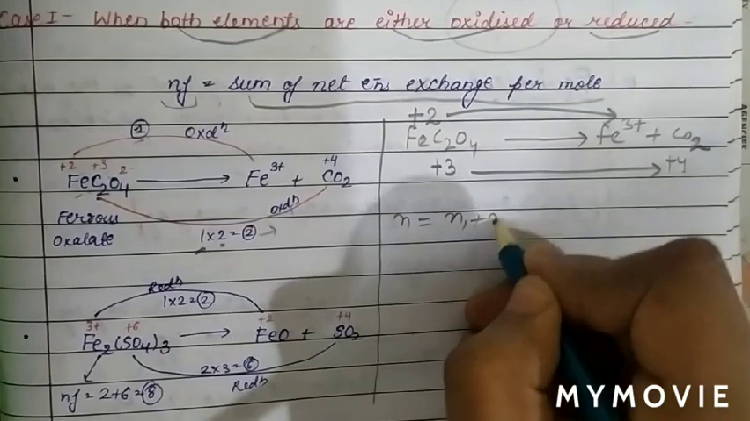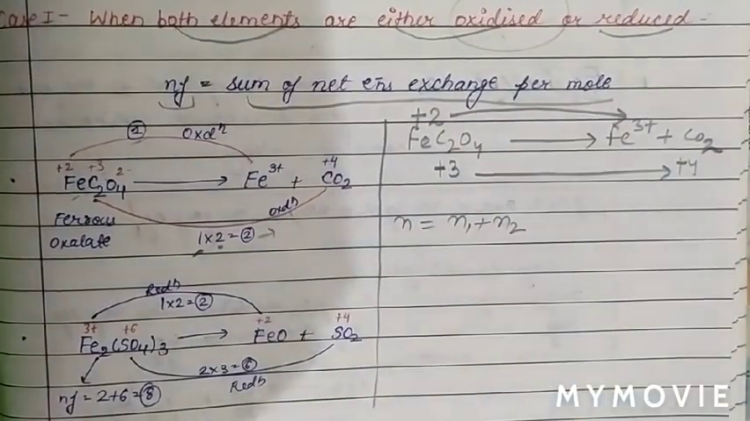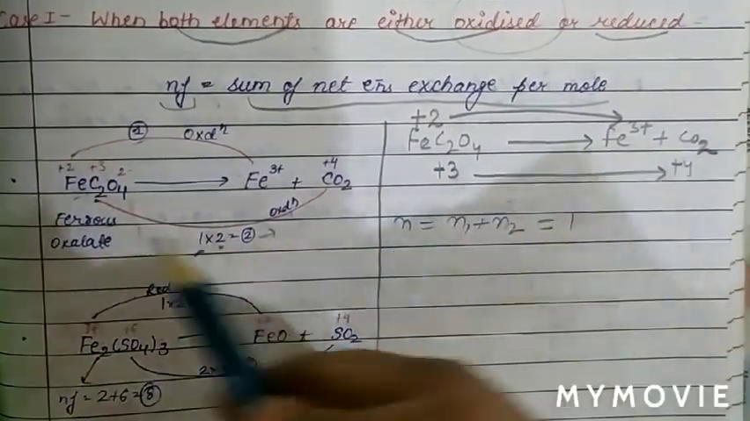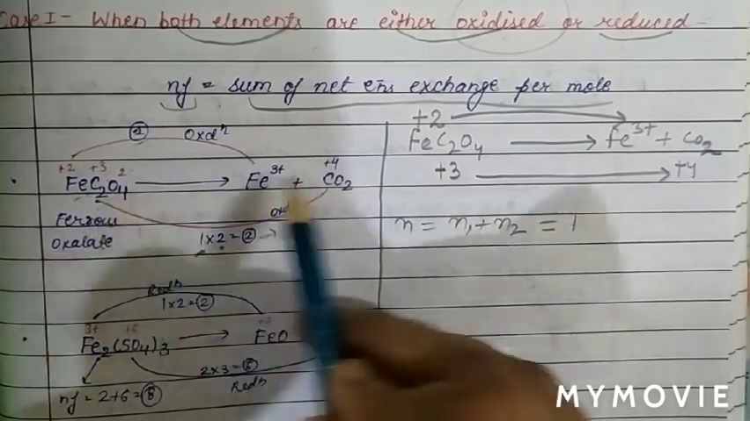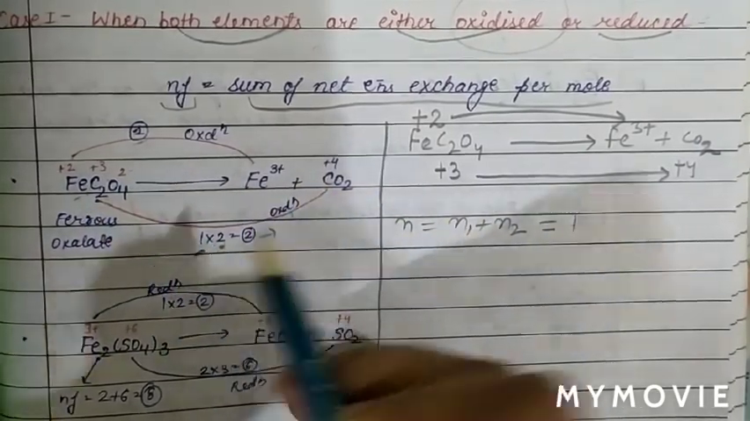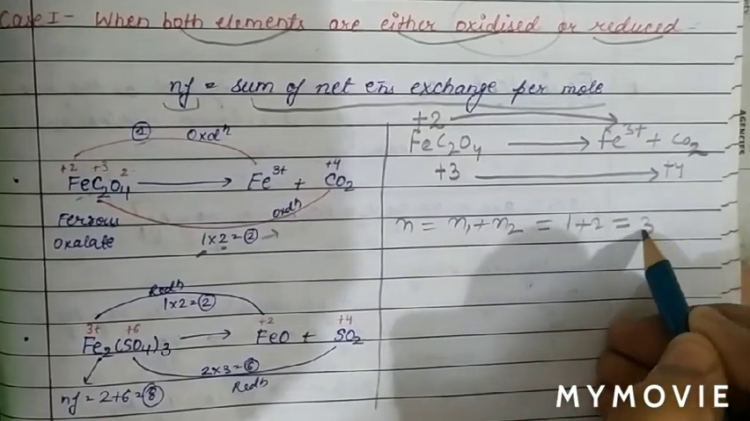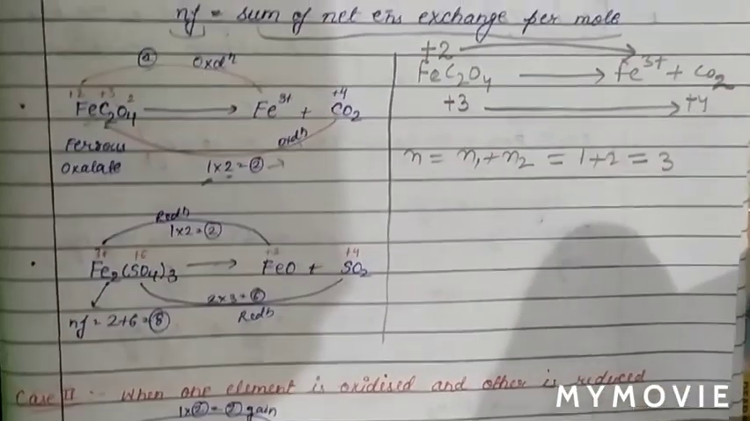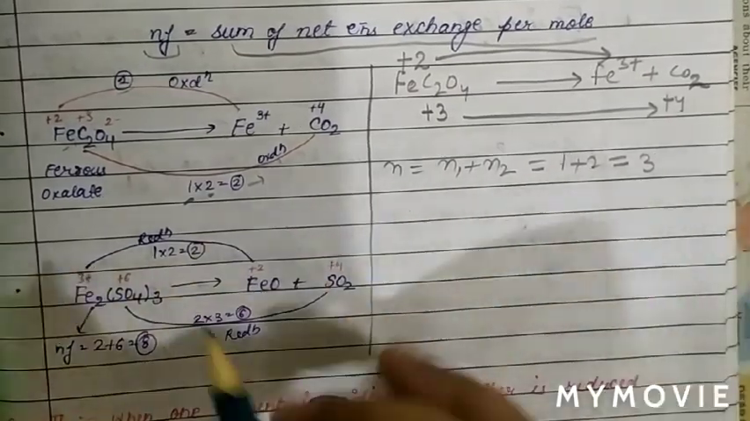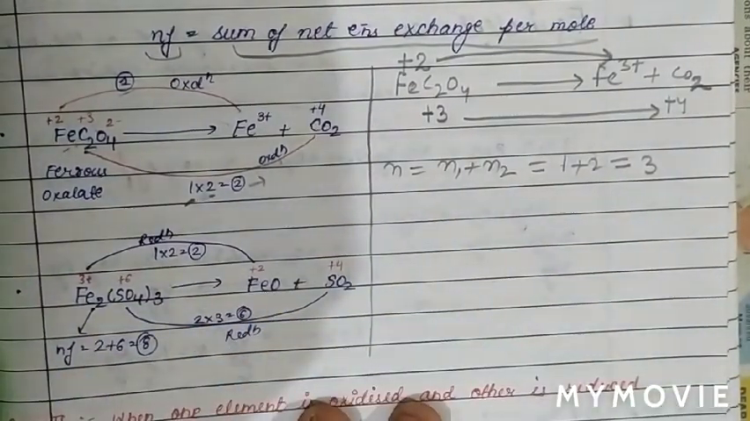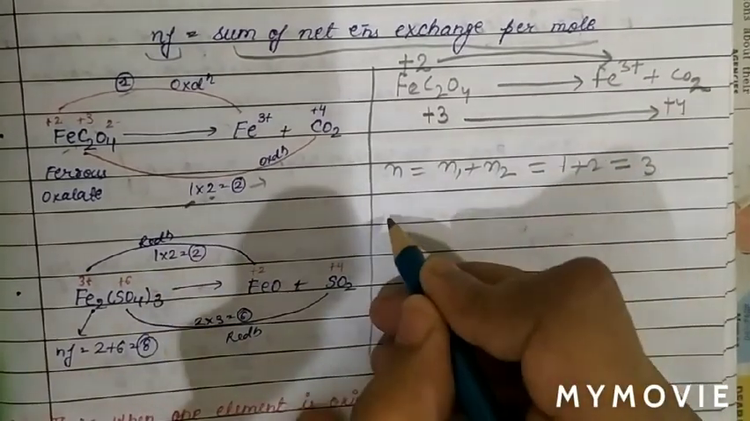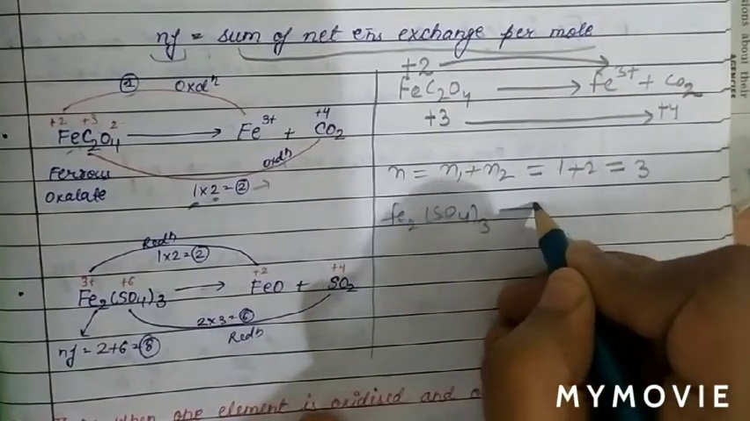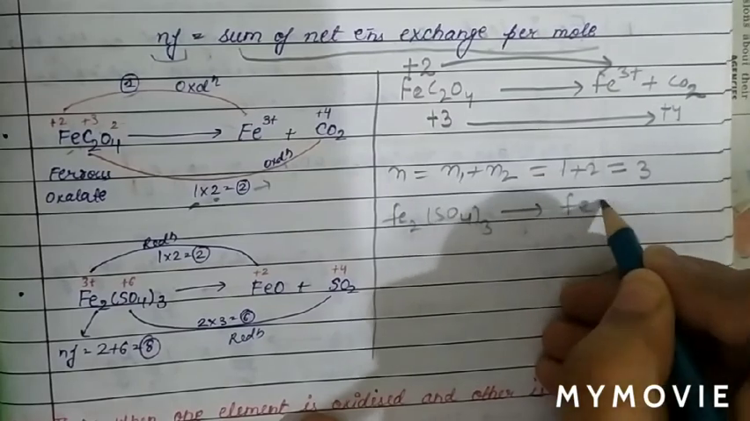The same case when Fe2(SO4)3 changes into FeO and SO2. In this case, the oxidation state of iron is +3 in this compound and the oxidation state of sulfur is +6 as in the SO4 2- ion. Now we can see the oxidation state of iron changes from +3 to +2, so a decrease in oxidation number of 1.